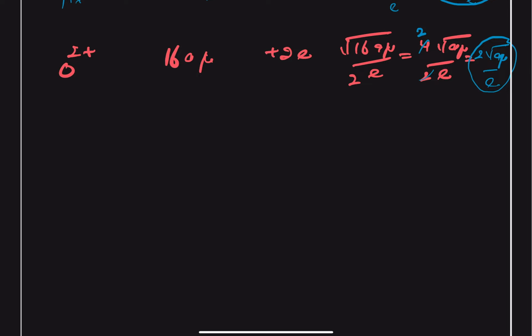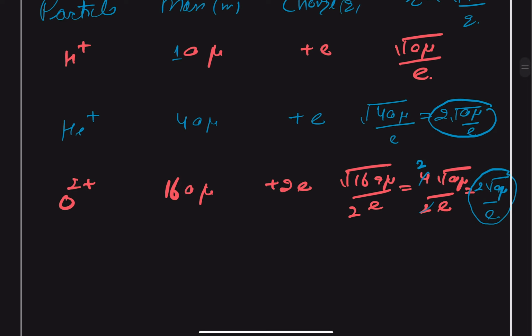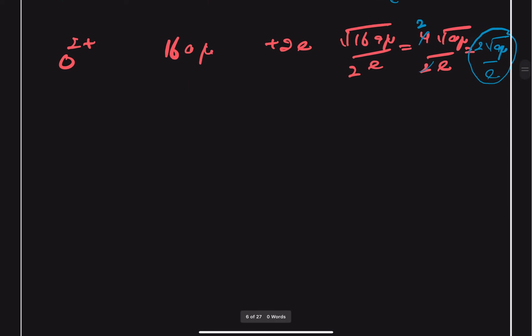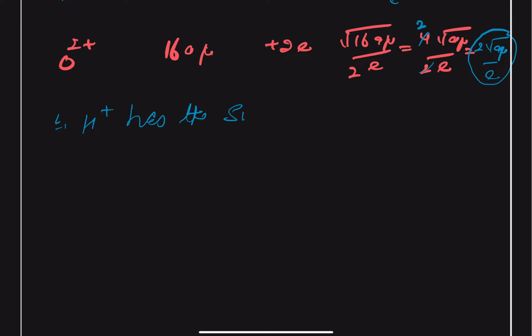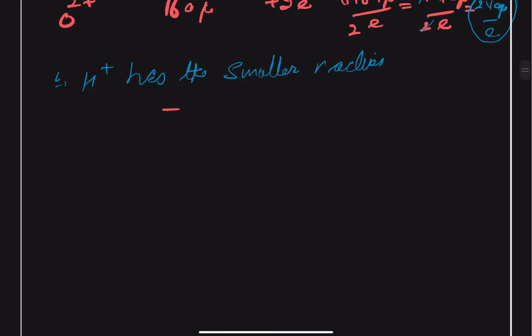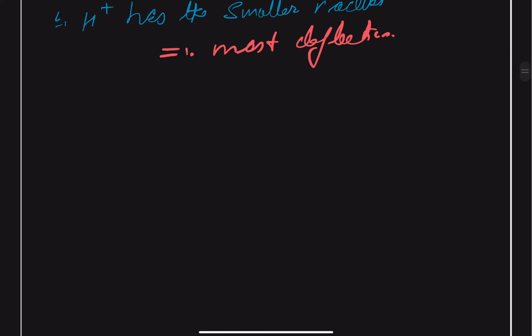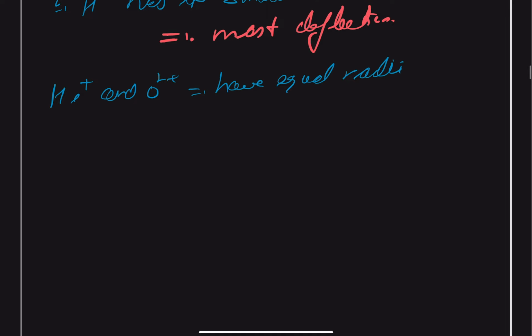And if you make a comparison, you can understand that the radius of hydrogen H positive is the smallest one. So H positive has the smallest radius. Because of this, it will have the most deflection. And He positive and O2 positive have equal radii, which basically means equal deflection.